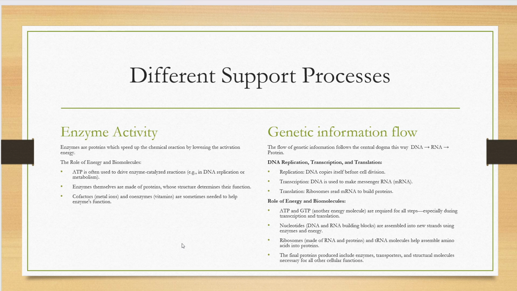And then we also have genetic information flow. The flow of genetic information follows the central dogma, and it goes in a specific order, starting from DNA, then to RNA, and then lastly proteins. DNA replication, transcription, and translation are the processes. It starts off with replication, where the DNA copies itself before cell division. Then it goes on to transcription, where the DNA is used to make the messenger RNA, which is mRNA.